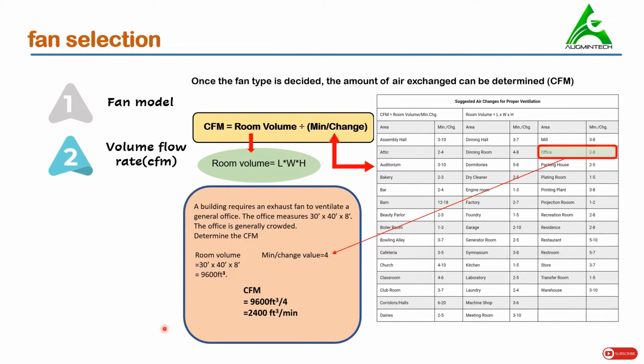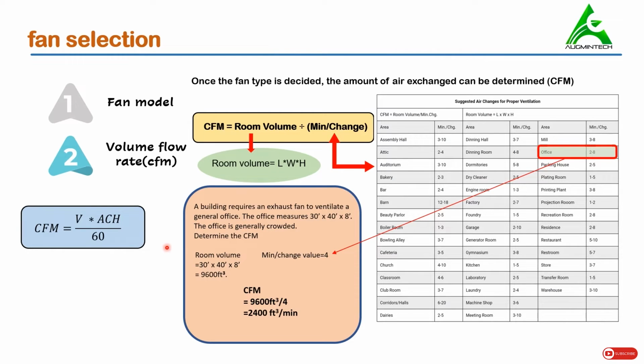Now there's a very important concept of minutes per change, and there is another term which is used in relation to this, which is ACH, which stands for air changes per hour. There's a very big confusion in the industry related to this. You can try to do a simple observation. Just ask the same question to 10 people and analyze their response. This will let you know how deep the concept is. So what is ACH?